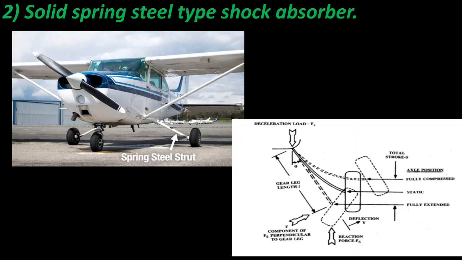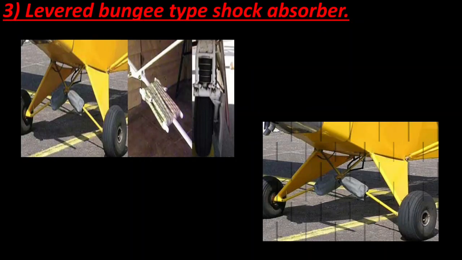This type of shock absorber is appropriate for light aircraft where sink speeds are low and shock absorption is non-critical. So the next one is the levered bungee type shock absorber. As you can see in these pictures, here is the bungee type shock absorber.